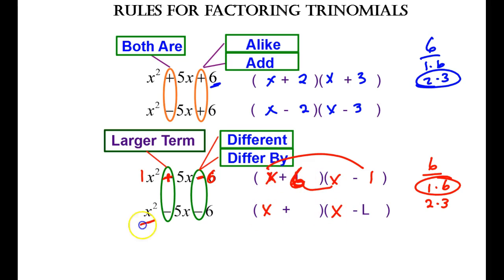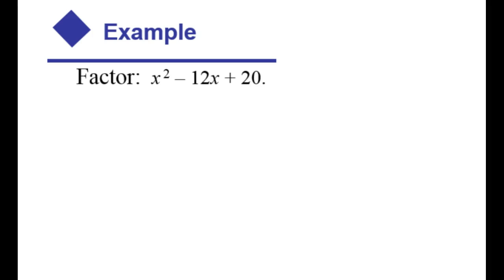So same thing here. X and x I know is the only way to get x squared. Factors of 6 that differ by 5 are still 6 and 1, but this time the larger is negative. So I'll stick this 6 here, forcing the 1 there. But remember, you can always check these by foiling these back together and checking the solution. So here goes. First example.